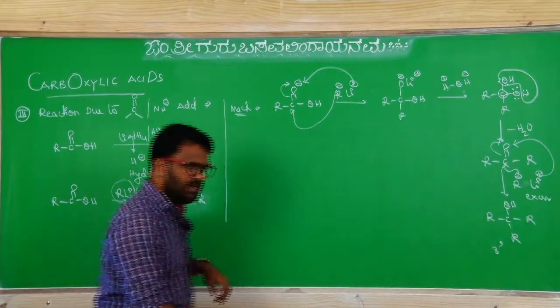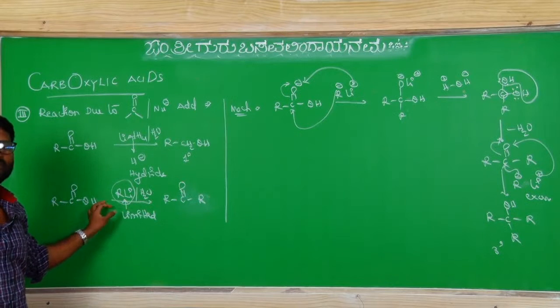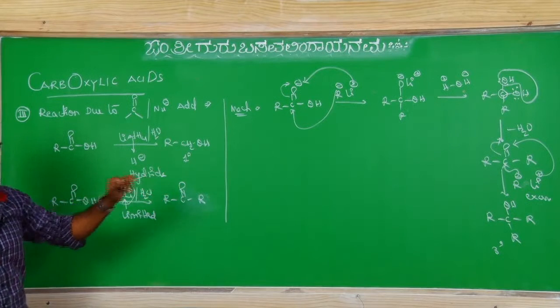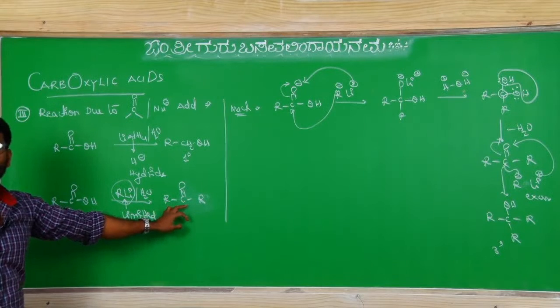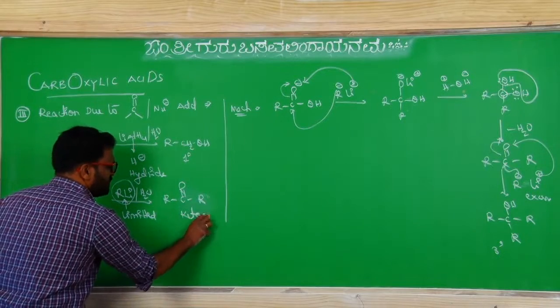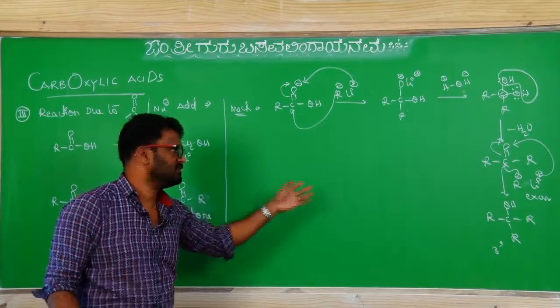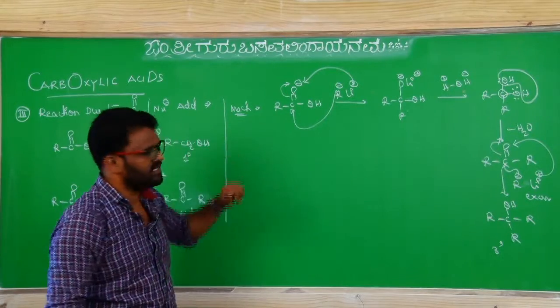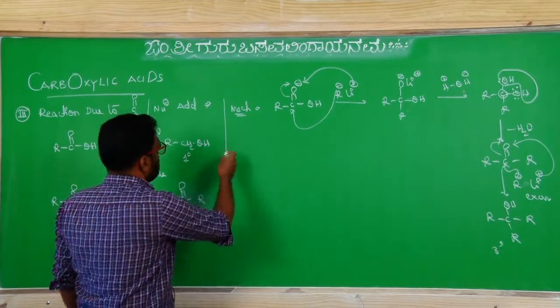So if there is a limited amount of RLi, you will get ketones. If you take excess amount of RLi, the final product is a third degree alcohol. With limited amount you will get ketone, with excess you will finally get third degree alcohols. These two are nucleophilic additions of carboxylic acids. Right. Next, continuation of chemical properties.